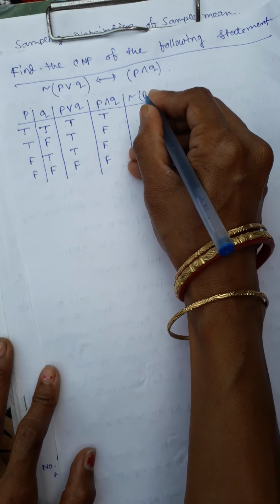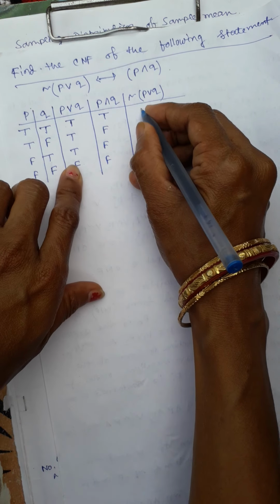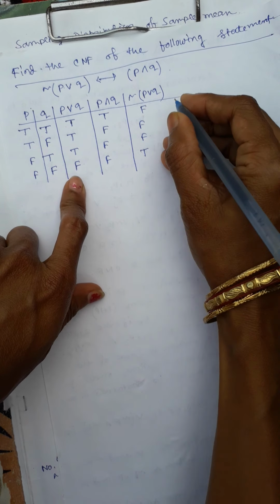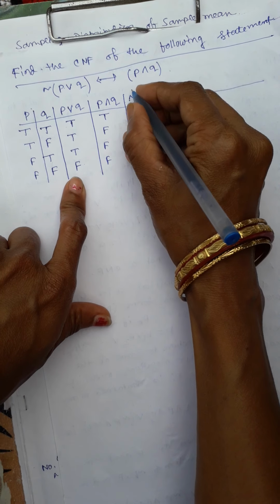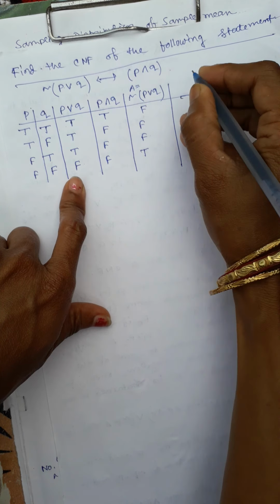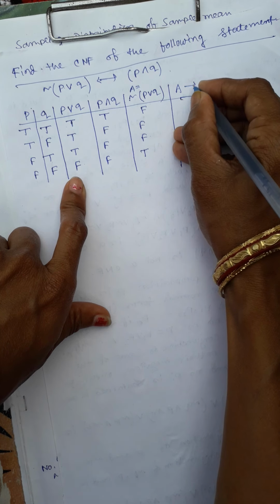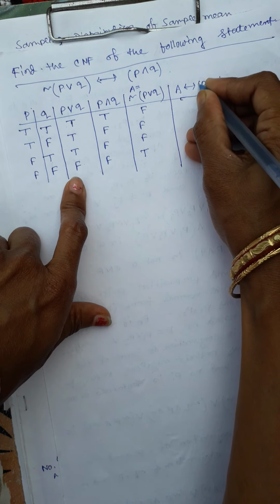Next, negation of P disjunction Q. That means negation of this one. So this is false, false, false, and true. Now say it is capital A. That means now we have to find A if and only if P conjunction Q.